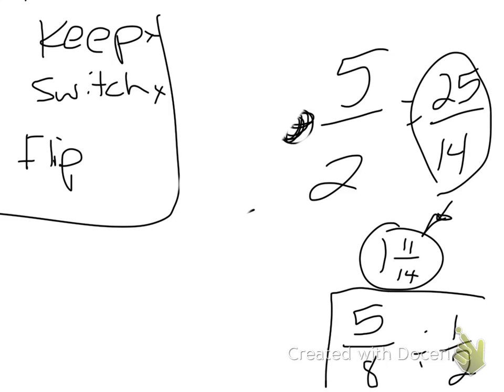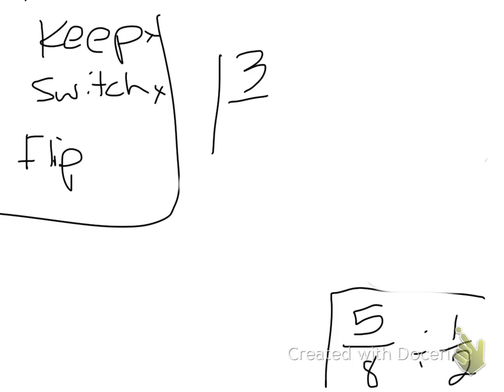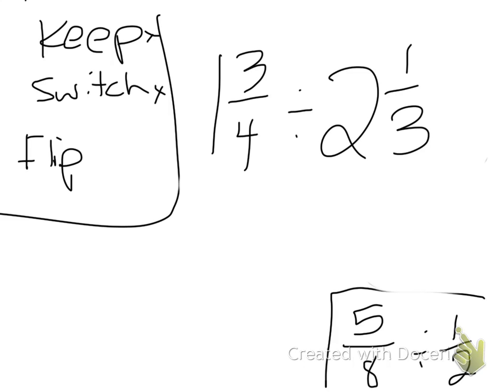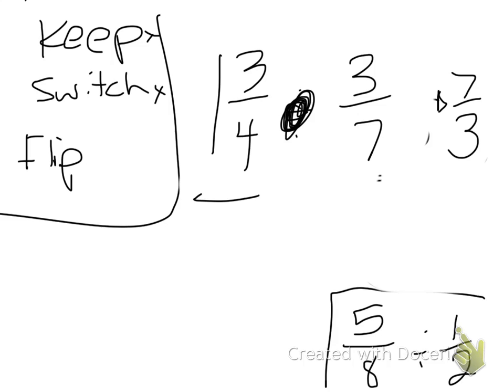Cool beans. Okay, the last thing that you might need to know how to do is what if you have mixed numbers? You basically still do the same thing. Let's do 1 3/4 divided by 2 1/3. First thing we're going to do is keep, switch, and flip. Now, we don't have anything to flip here yet, so we're going to make this into an improper fraction. And so it's going to be 7/3. We already kept this one over here. We already switched it, and now we're going to have to flip this, so it's going to be 3/7.